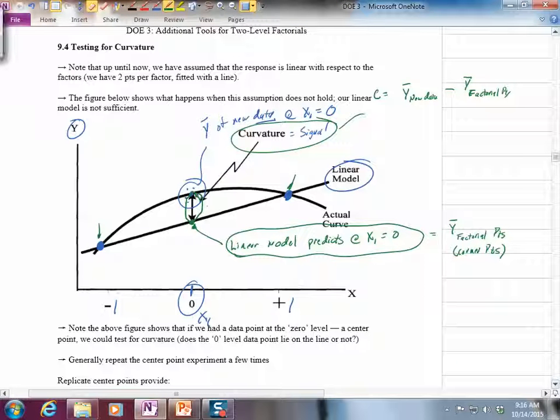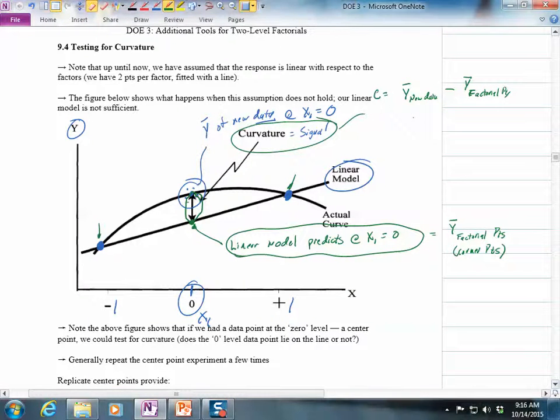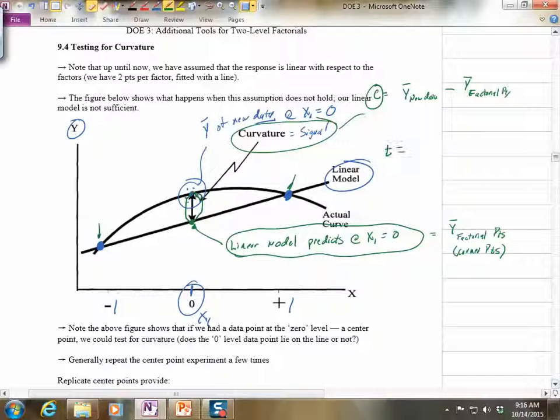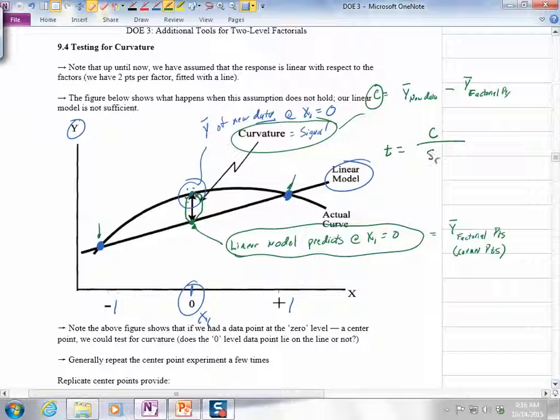So what are we going to compare the signal to? When I say big or small, those are relative terms. When I say C is big or small, a curvature that's big means this signal is big compared to what? The noise. Great. So now, a signal to noise ratio, we're going to have C divided by the noise of that guy.